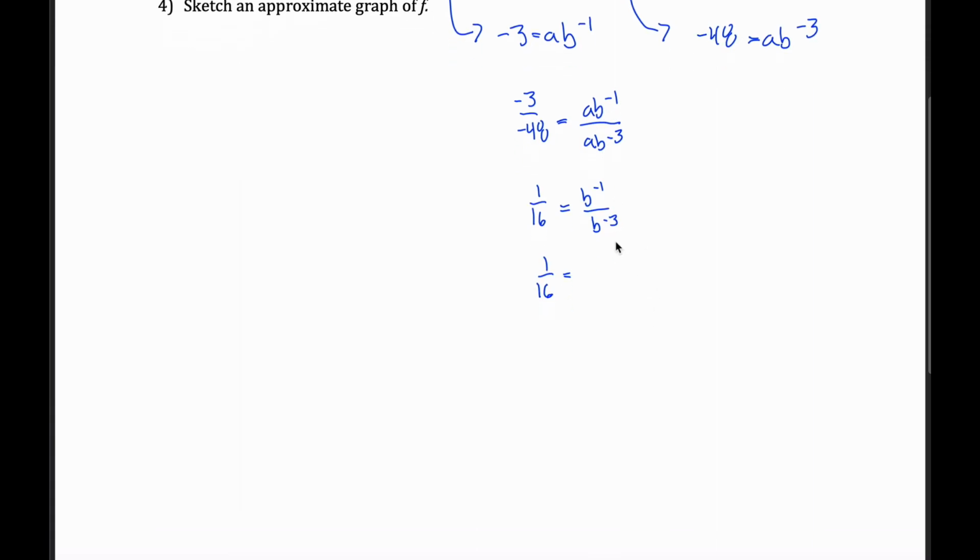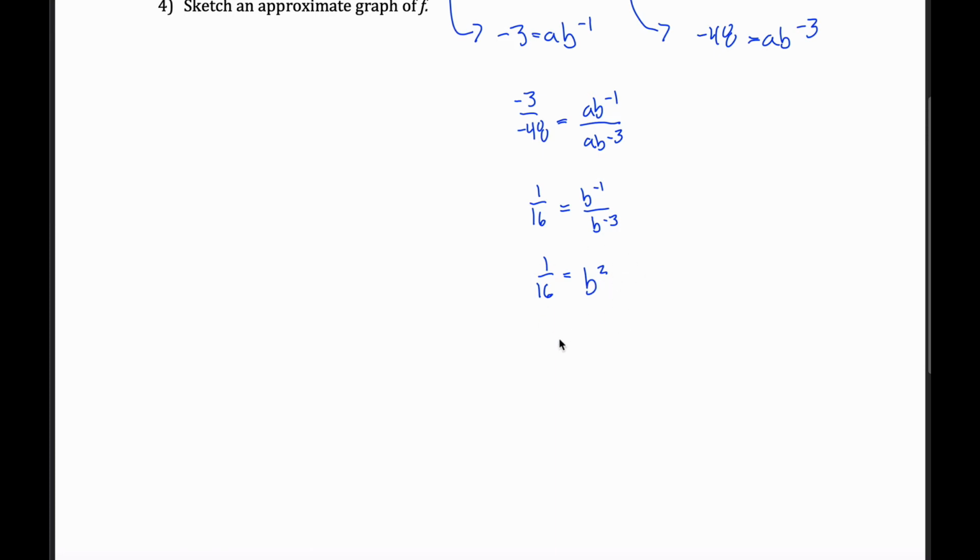And there's a variety of different ways you can get to calling this b squared. You could say -1 minus -3 is the same as -1 plus 3, which is this 2. You could also rewrite this b to the -3 as b to the +3 up on the top here. And then b to the -1 times b to the +3 gives you this b squared. One way or another, you'll get to this equation.